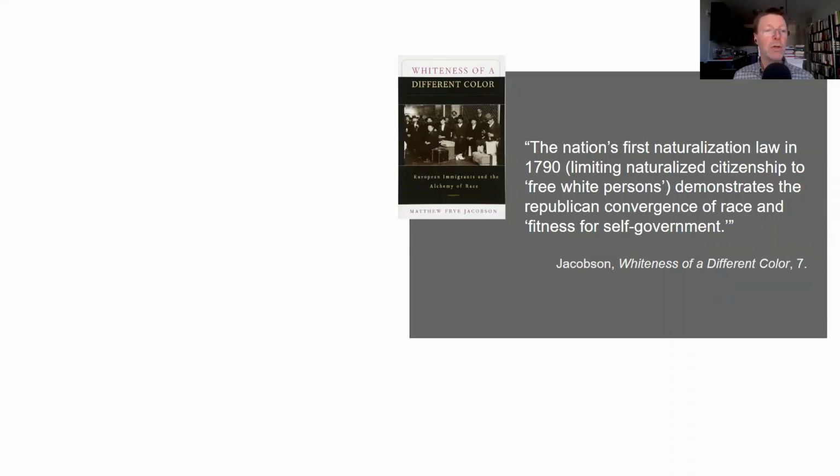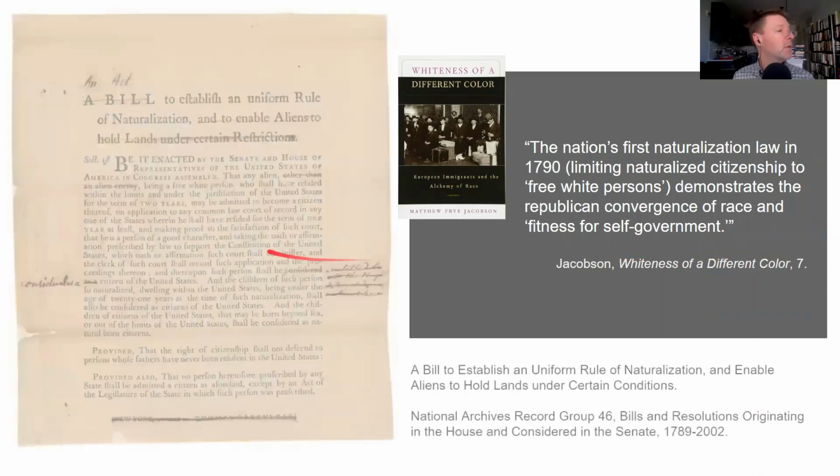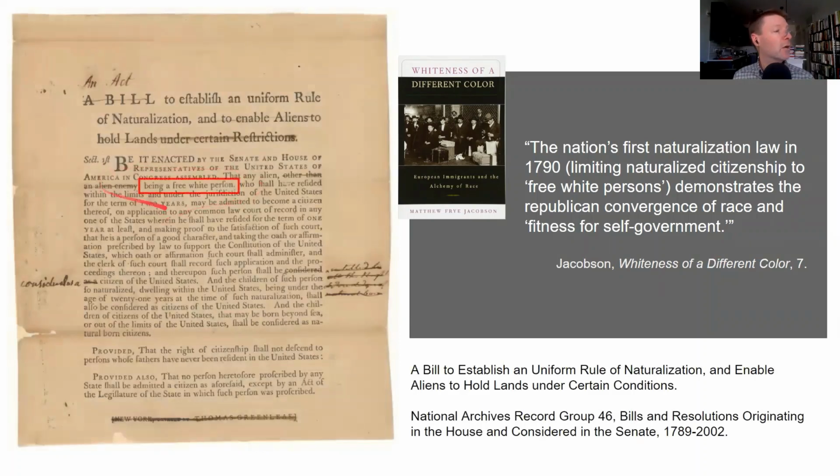Note that the first law to define racialized legal and political privilege in the United States was the United States' first naturalization law, passed in 1790 and signed into law by George Washington, of course. The law defined naturalized belonging as limited to, quote, "free white persons." You can see it here early up in the bill.